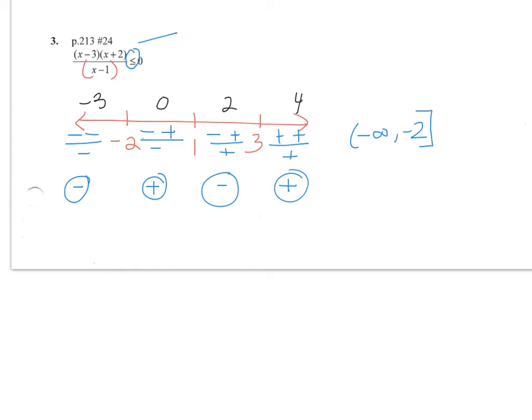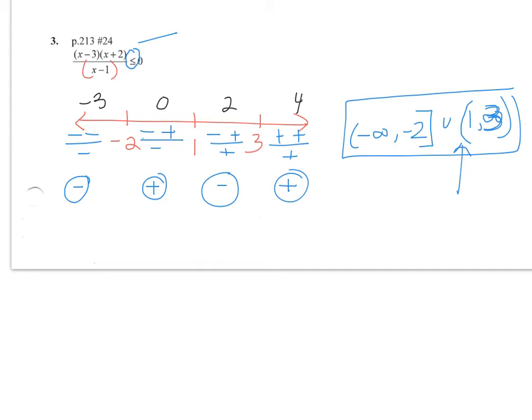All right, union, and then I'm going to go 1 with a parenthesis. I'll explain that in a minute. Up to, well, not infinity, sorry, up to 3. It should be a 3, sorry about that. Okay, now, this guy here has a parenthesis on it because x minus 1 is in the denominator, which means it can never equal 0. So even though it has a square bracket because of the equal, because it's in the denominator, we have to have a round parenthesis.